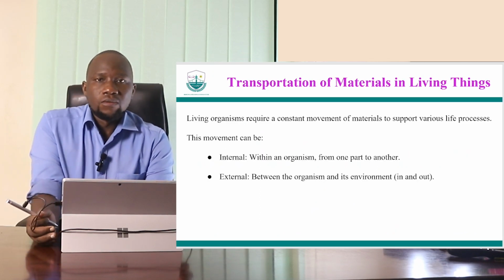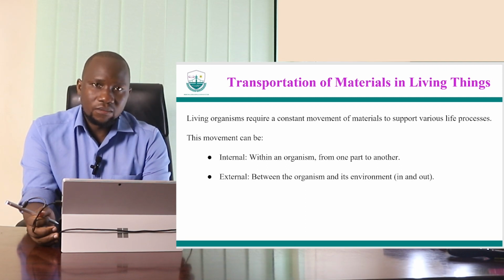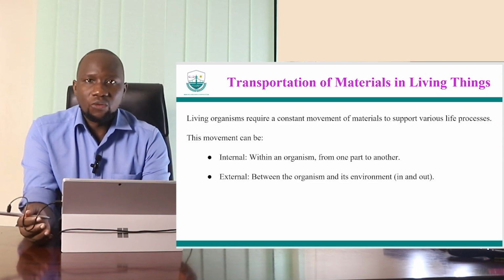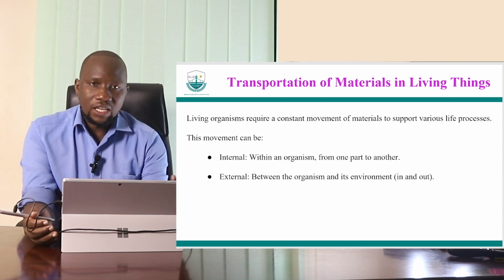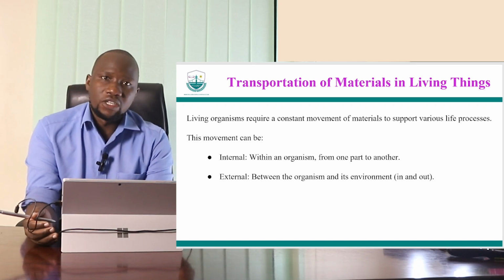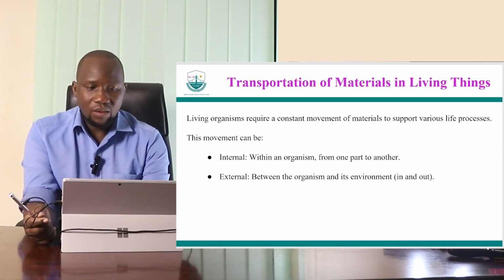So organisms, plants, animals, even microscopic organisms need nutrients. They need gases. They need, for example, oxygen. They need minerals from the environment. So that means that they need to transport, or take up, these nutrients, this material from the environment into their bodies.